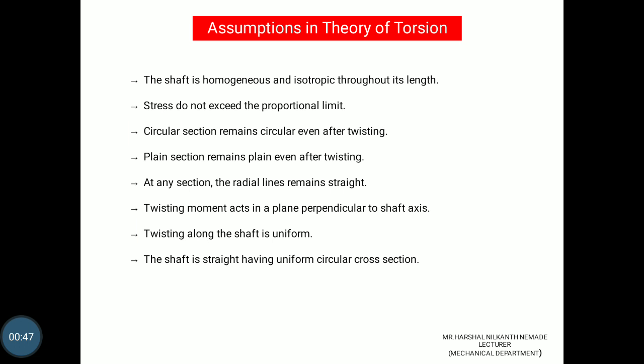Assumptions in the theory of torsion. The shaft is homogeneous and isotropic throughout its length. Stress does not exceed the proportional limit. Circular section remains circular even after twisting. Plane section remains plane even after twisting. At any section, the radial lines remain straight. Twisting moment acts in a plane perpendicular to the shaft axis. Twisting along the shaft is uniform. The shaft is straight, having a uniform circular cross section.